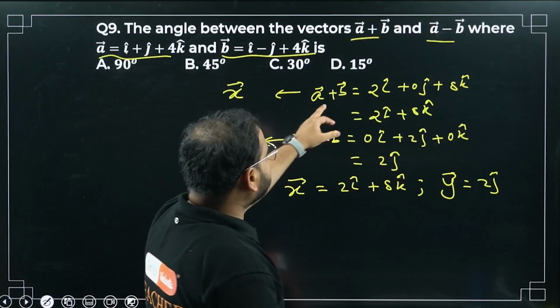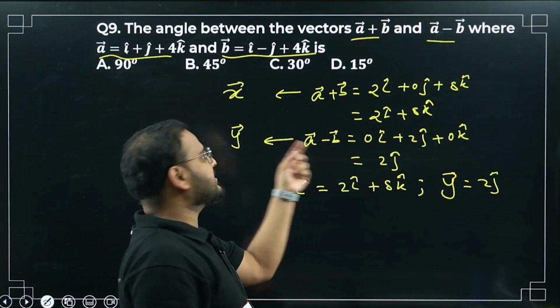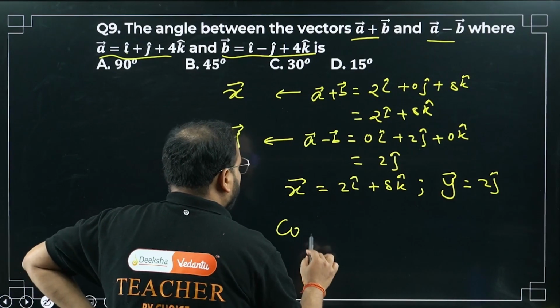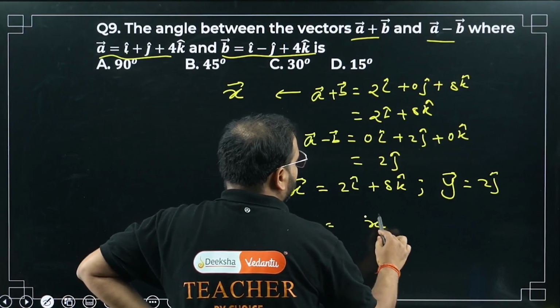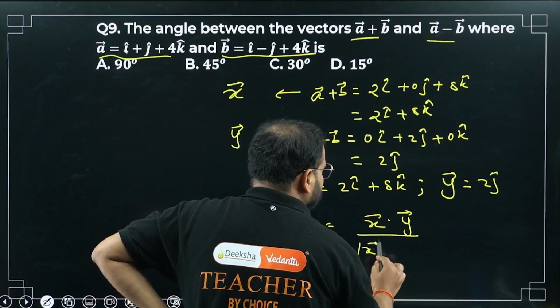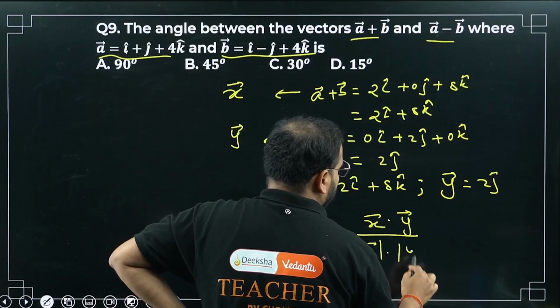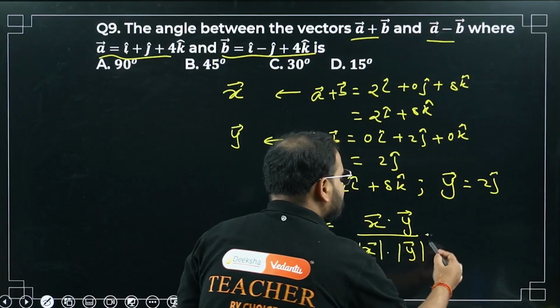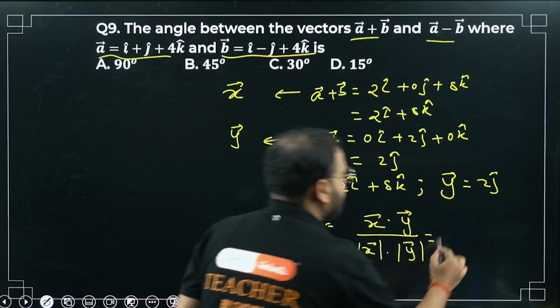The angle between A plus B and A minus B can simply be written as the angle between X and Y. How do we write the angle between X and Y? If you remember the formula, sir, cos theta is equal to the dot product of X and Y upon the magnitude of X and the magnitude of Y. If this looks complicated to you, just write this. Write the X value. What is the X value? A plus B.